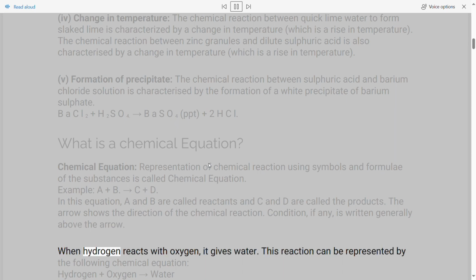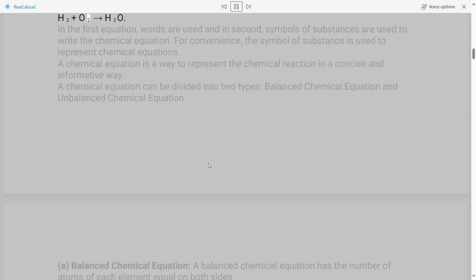When hydrogen reacts with oxygen, it gives water. This reaction can be represented by the following chemical equation: hydrogen + oxygen → water, H2 + O2 → H2O. In the first equation, words are used, and in the second, symbols of substances are used to write the chemical equation. For convenience, the symbol of a substance is used to represent chemical equations. A chemical equation is a way to represent the chemical reaction in a concise and informative way. A chemical equation can be divided into two types: balanced chemical equation and unbalanced chemical equation.